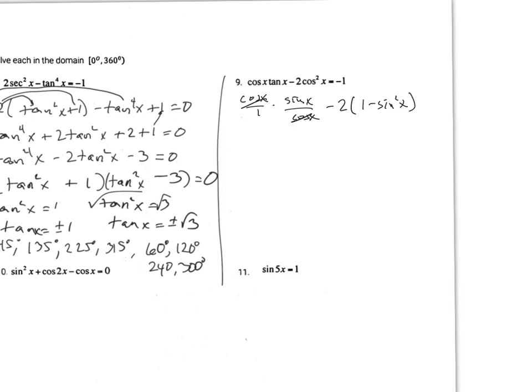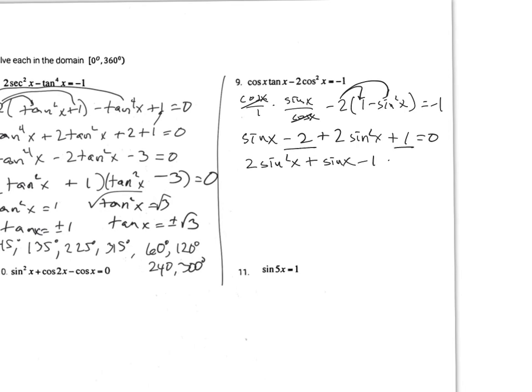You can move the 1 over if you want. I'm just going to leave it over here for the time being. It's got a lot going on here. So now if we simplify this a little bit, we get the sine of x minus 2 plus 2 sine squared x plus 1. Rearranging this a little bit, 2 sine squared x plus sine x. And then we have the -2 and the 1, so minus 1.